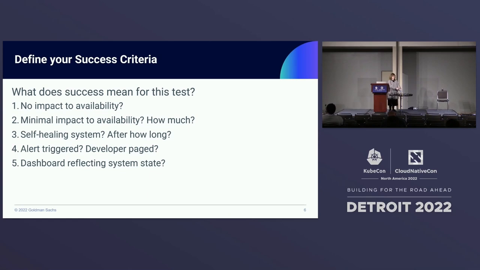So what does defining your success criteria mean in this context? It's what does success mean for this test? One, are you expecting no impact to availability, where everything should just continue to run as expected? Two, minimal impact to availability, in which case the question is how much impact is acceptable? Three, a self-healing system. There will be impact, but you expect the system to be able to recover on its own without outside intervention, in which case the question is after how long?